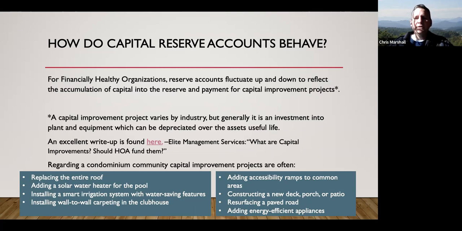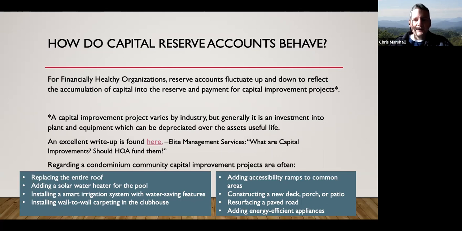From that article, I put down some of the major examples of projects that would qualify for capital reserve improvement. Things like replacing a roof, adding solar panels for water heating or other, installing smart irrigation systems, installing wall-to-wall carpeting in a clubhouse, for example, ADA accessibility ramps, construction of any new deck, porch, patio for said clubhouse if we had one, resurfacing paved roads, and adding energy efficient appliances.